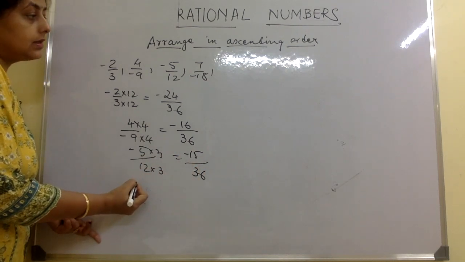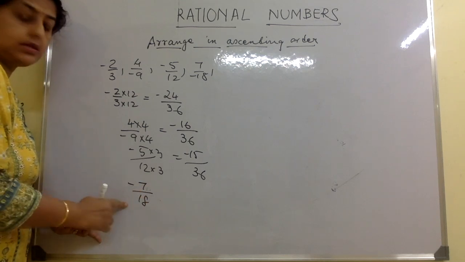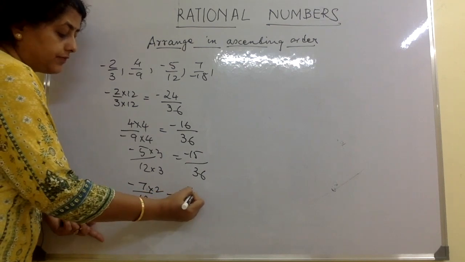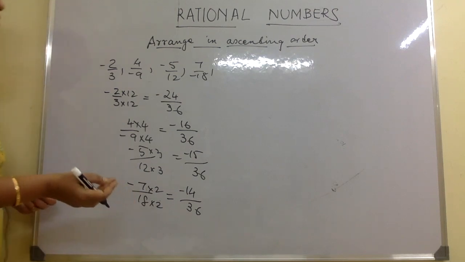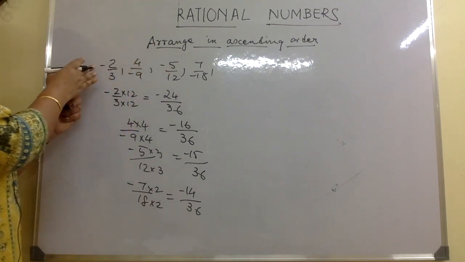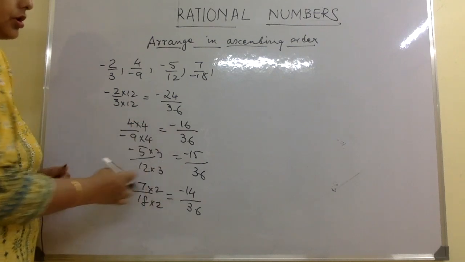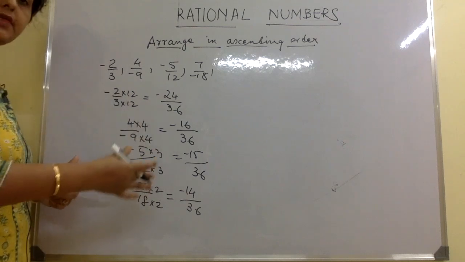Okay, and then the last one, 7 by minus 18. Let me write it like this, minus 7 by 18 into 2 and into 2. That is minus 14 by 36. So these were all negative numbers only. So here I have all of them negative and with a denominator 36. That is, from unlike fractions I have converted them to like fractions now.